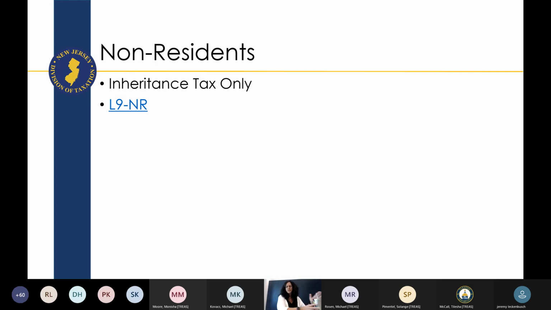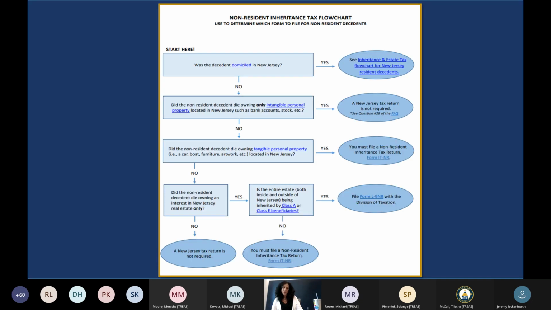That's where you would still have some property in New Jersey, but you live elsewhere. Have a little flow chart that is also on our website. If you have any sort of questions regarding non-residents, you can call our hotline and speak to someone. It's really specific. So if you are concerned that you might have a non-resident situation, just take a look online or call our hotline, and someone should be able to help you there.